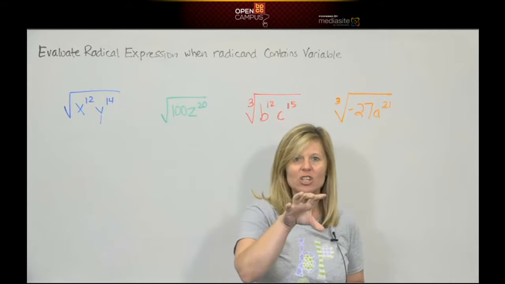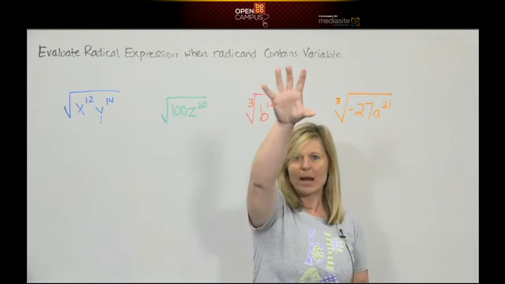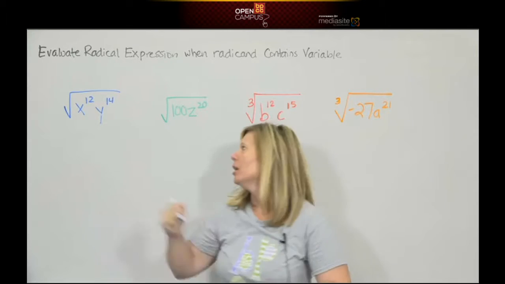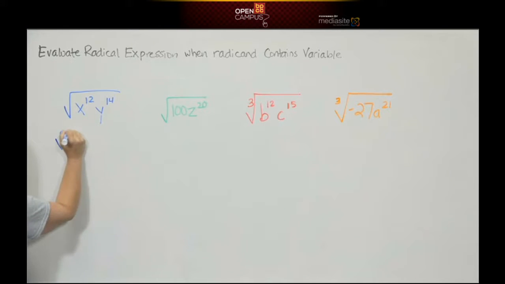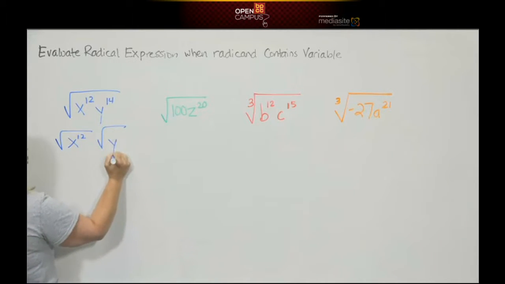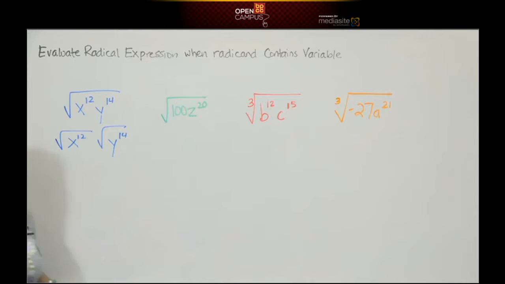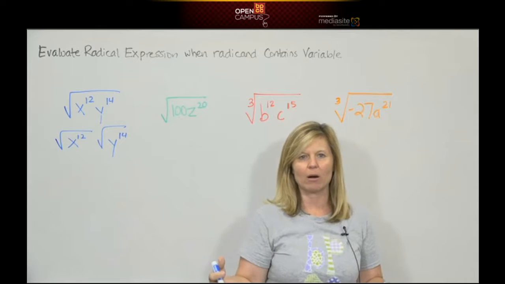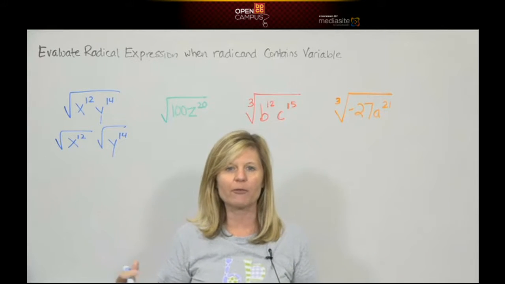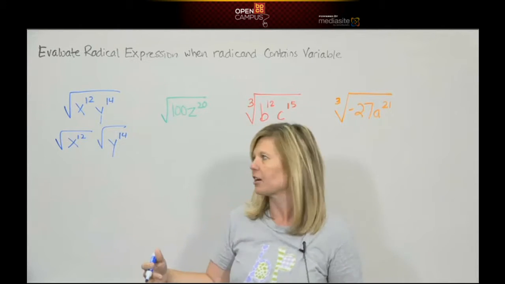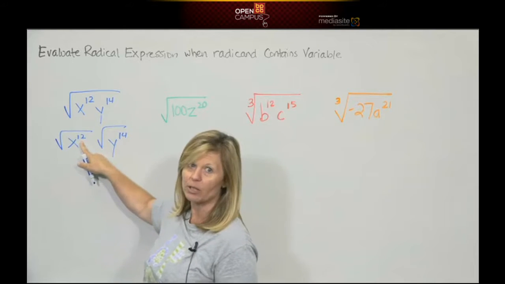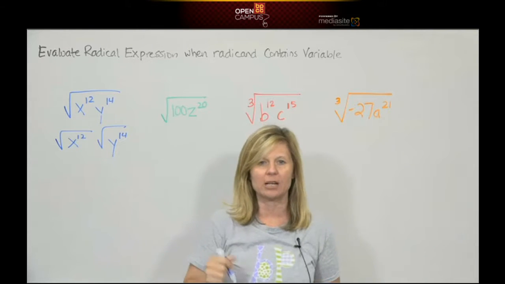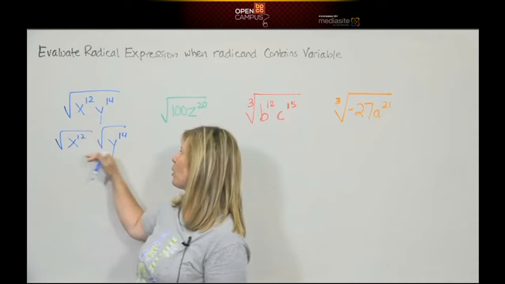When there's a fraction inside a radical, we break both the numerator and denominator into it. So I'm going to rewrite this just so you can see this really means I'm doing the square root of x to the 12th and the square root of y to the 14th. First thing, we're doing a square root, which means I have to have a perfect square. For a variable to be a perfect square, you must have an even exponent. I have an even exponent, 12. I have an even exponent, 14. I'm good to go. These terms are perfect squares.